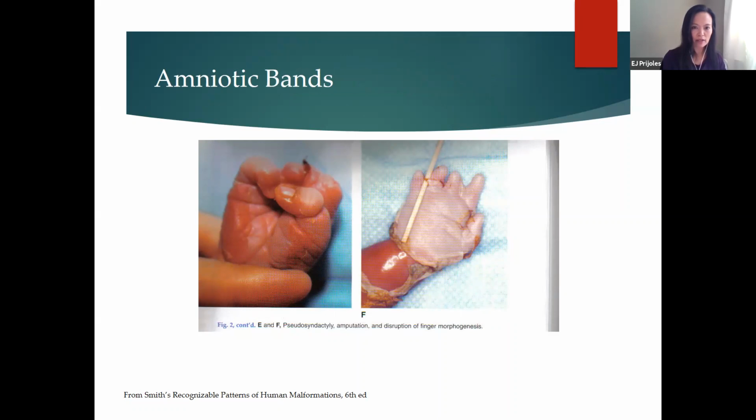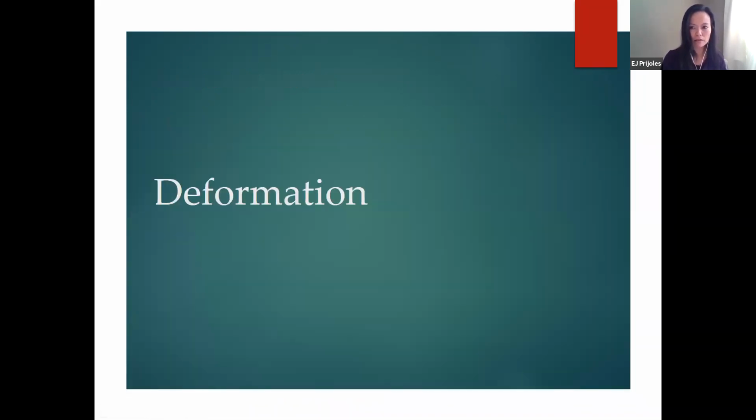Again, what you may recognize are limb anomalies related to amniotic band. And so again, here you can see this little constriction ring, or imagine this little constriction ring around the thumb. And then here, evidence of the constriction bands. And deformation.